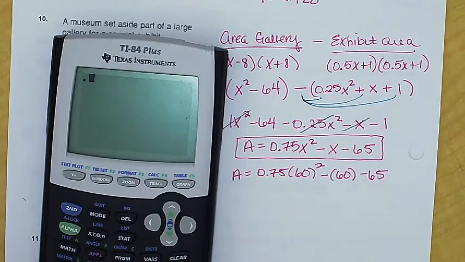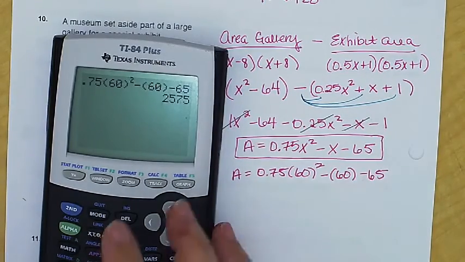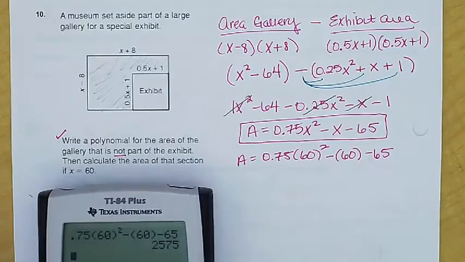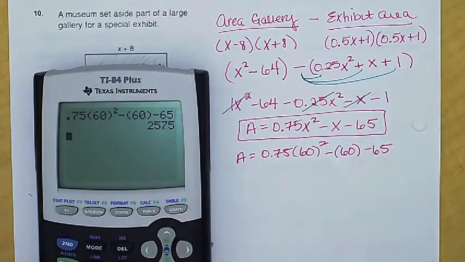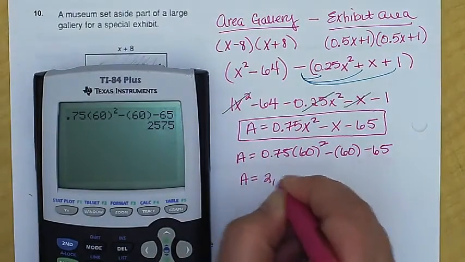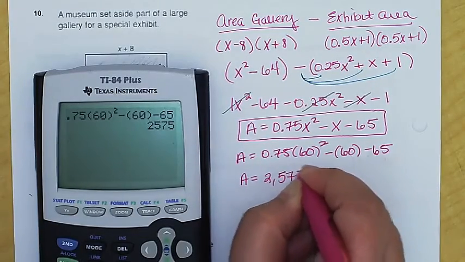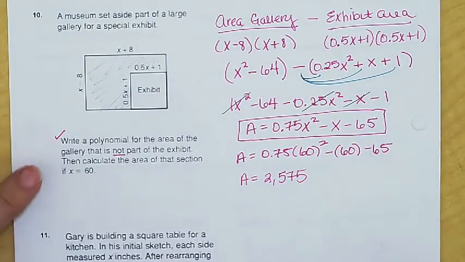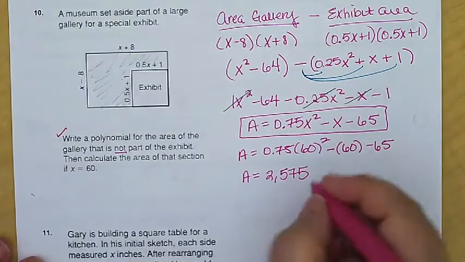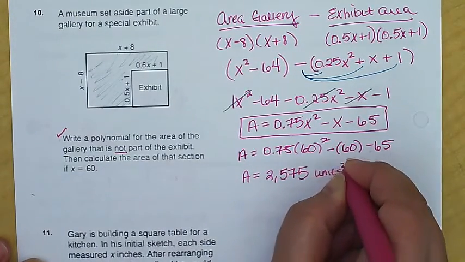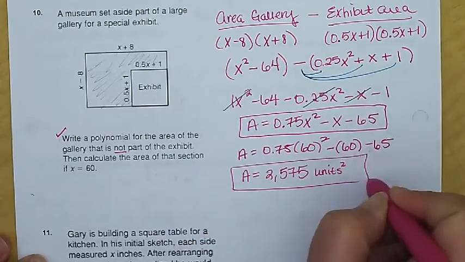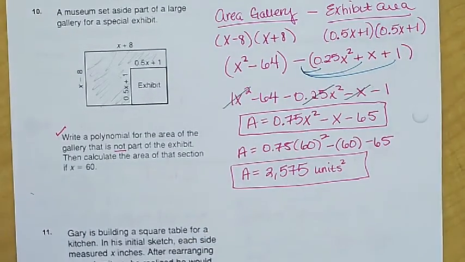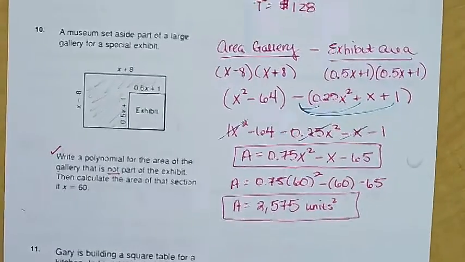Then I can just throw this in the calculator. 0.75, I insert my 60 and I square it. And then minus, I insert my 60. And then minus that 65. Calculate it out. Well, it looks like that area, when x is 60, is 2,575. And I wonder, they didn't give us units. So maybe just say square units. And there's our area. Okay. All right, take a look at number 11. Try that one out, and we can go over any questions in class.